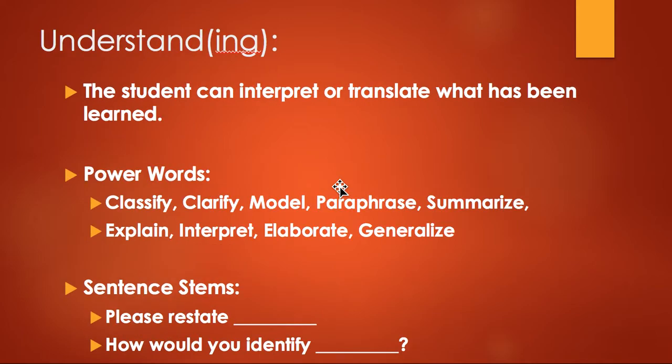All right, when we step it up a little bit, we don't want to just be able to recite things, we want to know that you understand things. So the student can interpret or translate what has been learned. We might have them classify, clarify, model, paraphrase, summarize, explain, interpret, elaborate, or generalize. So: please restate the meaning of Bloom's taxonomy, or how would you identify the knowledge level of Bloom's taxonomy? It's going a little bit further than just telling me what it is, but how you would know that that's what it is.